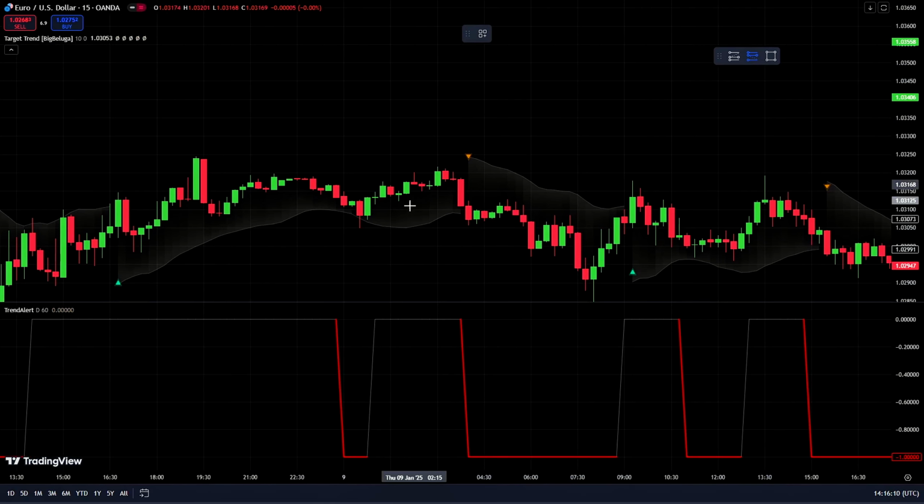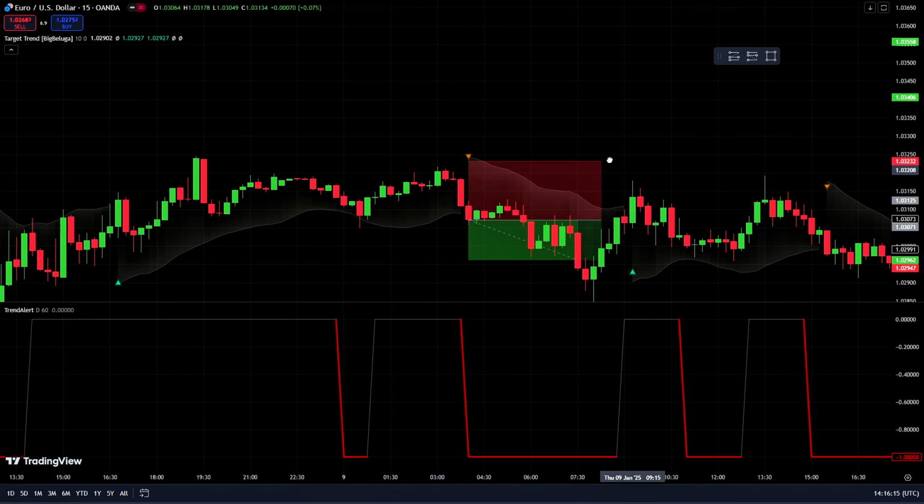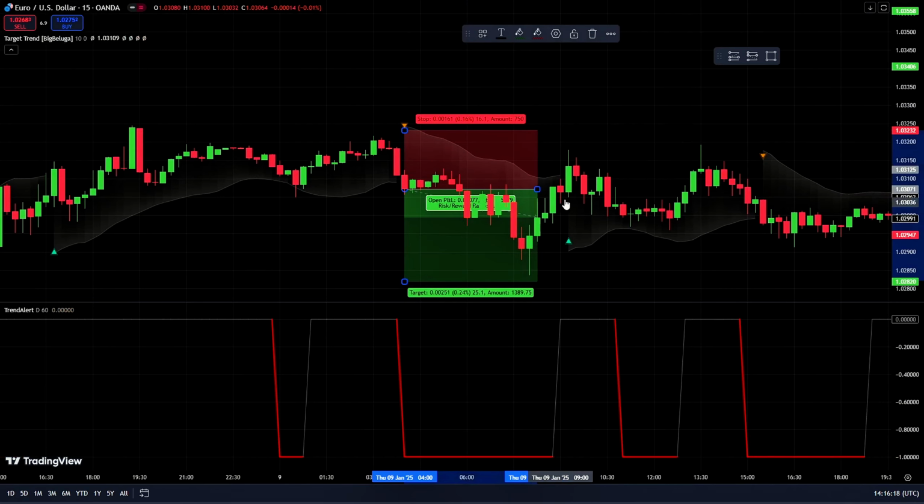Sell entry setup. Wait for a yellow triangle from the Target Trend indicator, sell signal. Confirm a downtrend with the Trend Alert indicator, red line. Ensure the candlestick is bearish. If all conditions are met, place a sell entry after the candlestick closes.